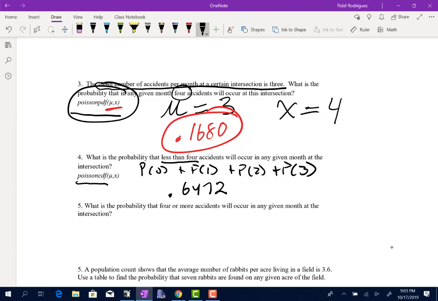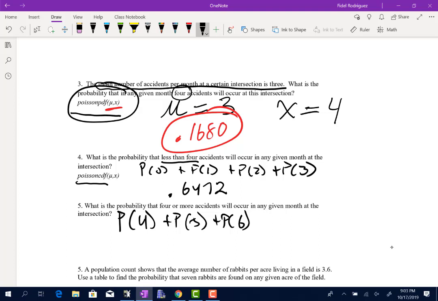Okie-dokie. So again, let me switch back, okay? So guys, look at part 5. Part 5 says, what's the probability that 4 or more accidents is going to occur? Let me ask you a question. What does 4 or more mean? 4, 5, 6. Would we stop? Or would we keep going forever and ever and ever? But hold on. We could stop there, but would that be the right thing to do?